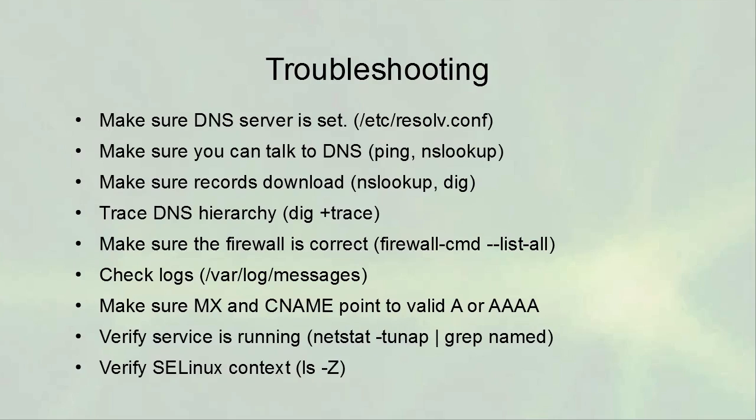When you're troubleshooting, make sure the DNS server is set, and you can go look at the /etc/resolv.conf file and you will see which DNS server you have set, which is kind of important. You want to make sure you can talk to your DNS server in normal ways. You can use nslookup, you can use ping, all kinds of things to make sure you can talk to it. Make sure the record is downloaded okay. You can use nslookup or dig. You can do a DNS hierarchy trace. So if you do a dig +trace command on something, it will start from the root servers and work its way down. You can figure out if you are in the DNS hierarchy. If you're not, then it's not likely anybody else will use you.